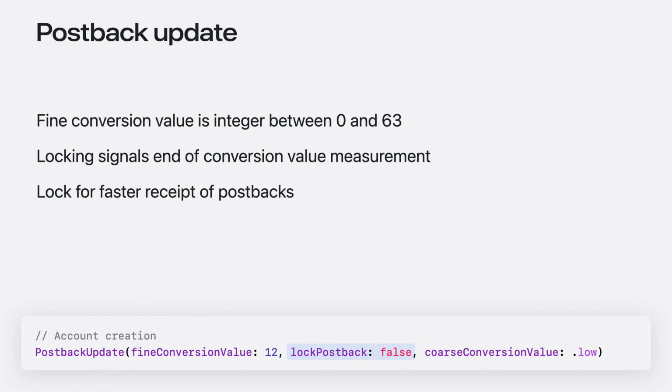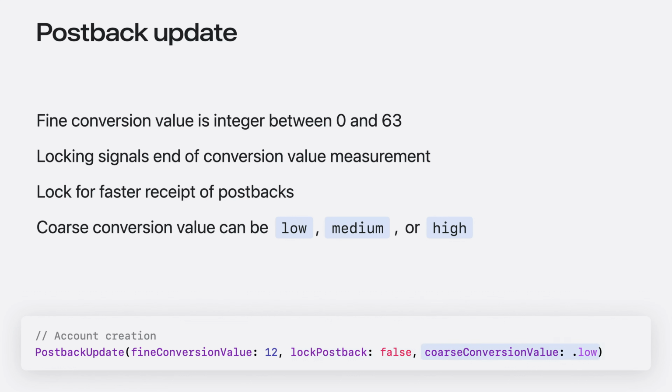Account creation does not have enough value for me to lock the postback. Therefore, I use false for the lock argument. The final argument is the coarse conversion value, which can be one of 3 string values: low, medium, or high. As mentioned before, the coarse value is sent in the postback when crowd anonymity determines that the fine value cannot be sent. With the account created, the user watches their first video.